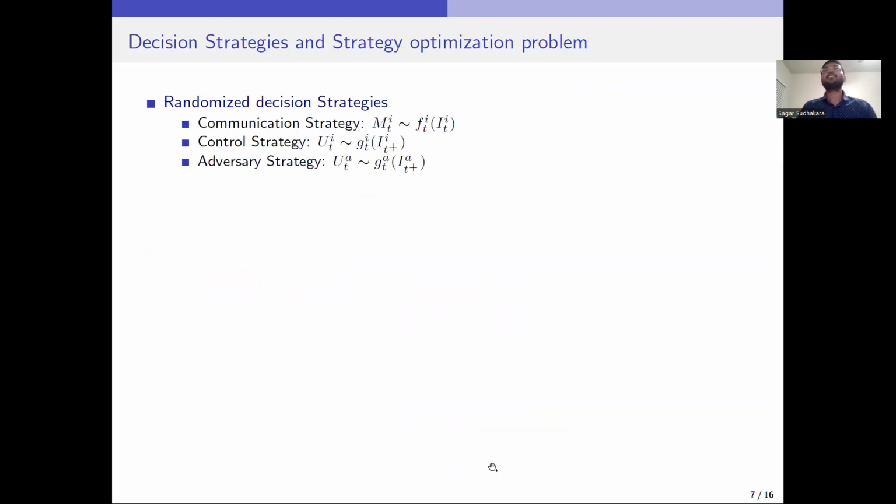Now coming to the decision strategies and strategy optimization problem, we deal with randomized decision strategies. The communication strategy is denoted by f_i^t, and m_i^t is a communication action sampled from the distribution f_i^t on the information structure at time t for that agent. The communication strategy is given by this particular equation. The control strategy is g_i^t on I_i^t+, and the adversary strategy is g_A^t on I_A^t+. So these actions are sampled from these particular distributions.